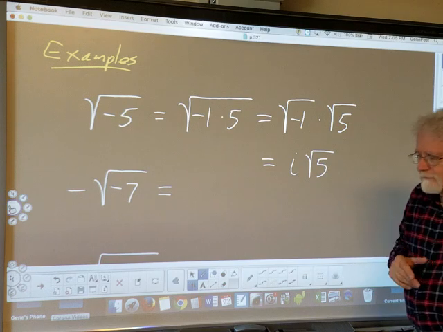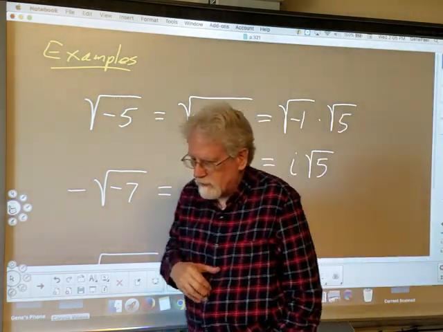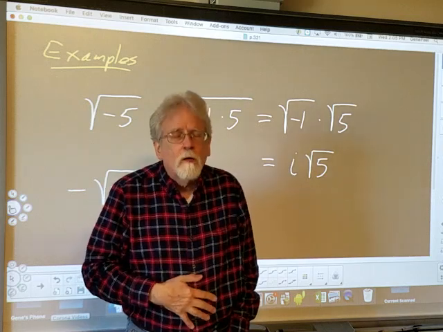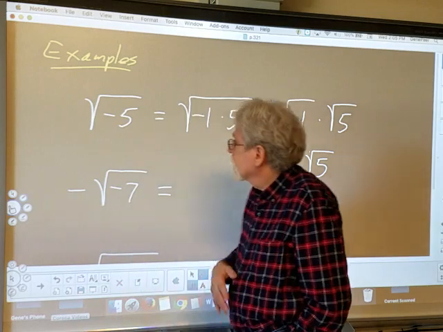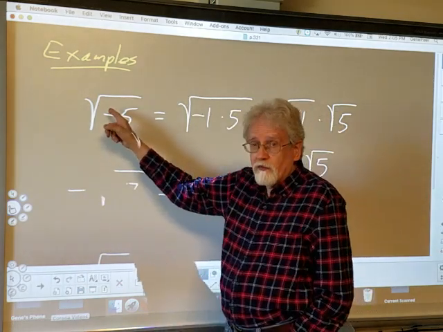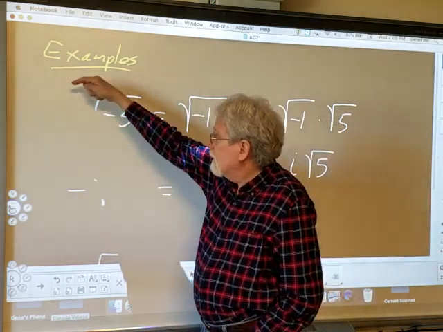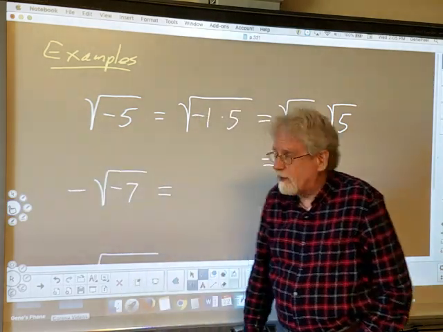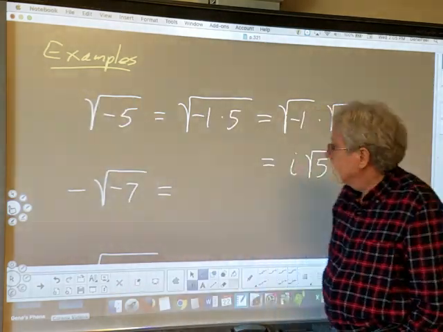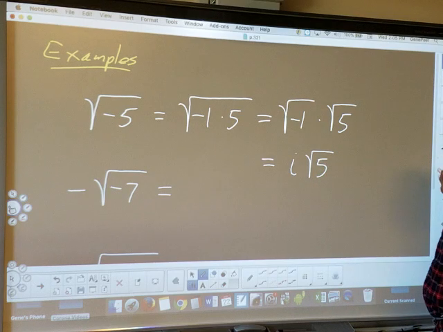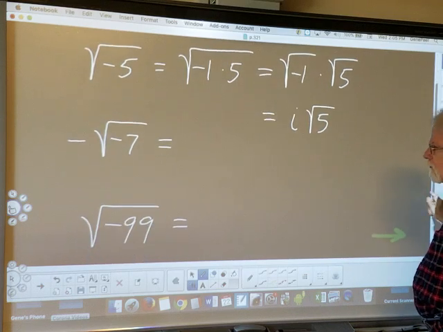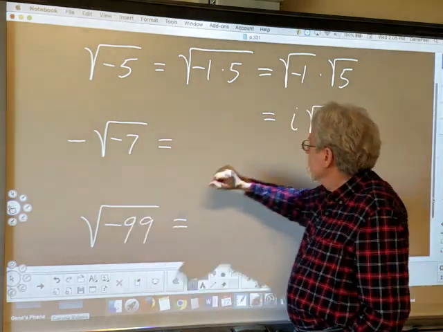I call this, and sorry for the violence again, but I call this popping its eye out. Yes, we pop its eye out. That negative, it pa-chings. The negative goes pa-ching and turns into an i on the outside. We pop its eye out. i square root of 5.